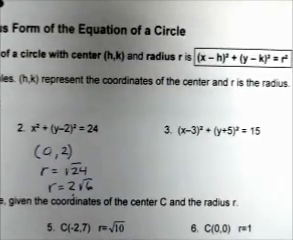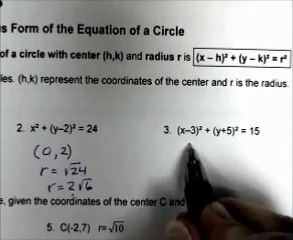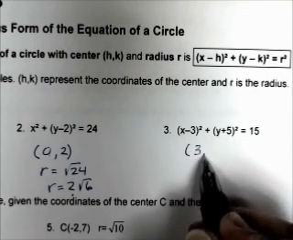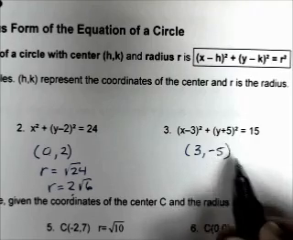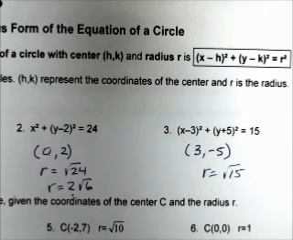Number 3, go ahead, try it. Center is going to be the opposite, positive 3, negative 5, and the radius, square root of 15. Good.